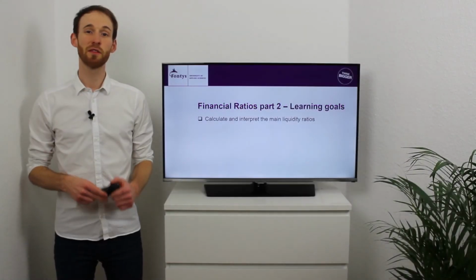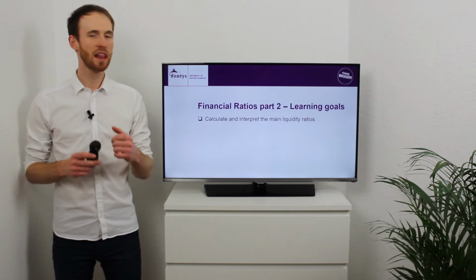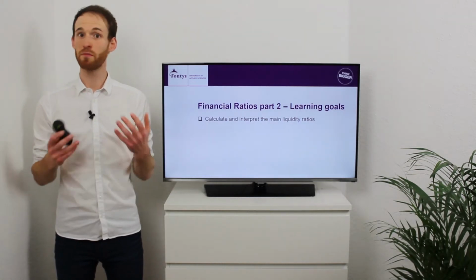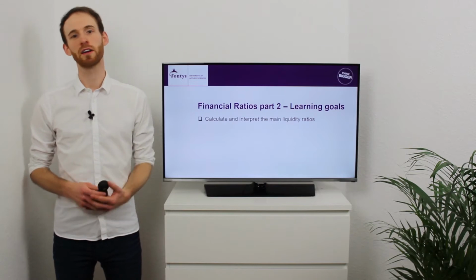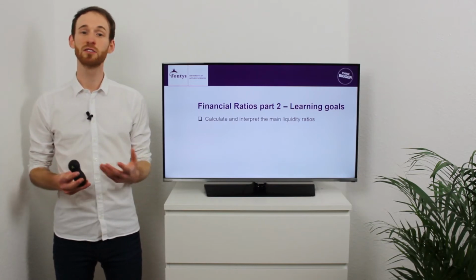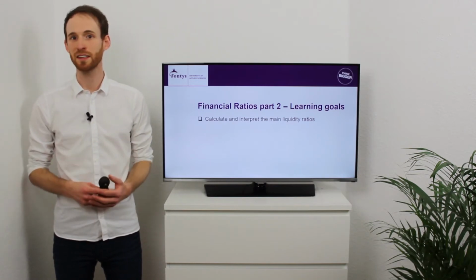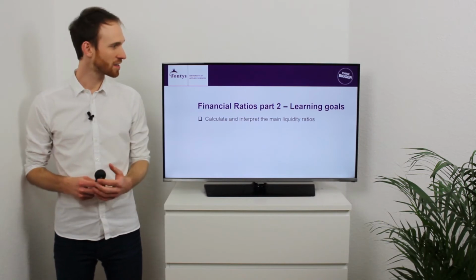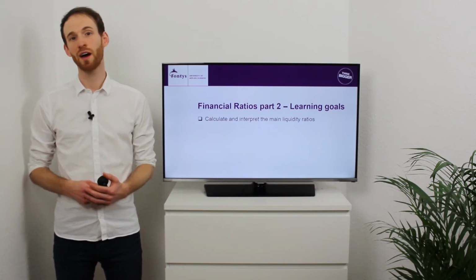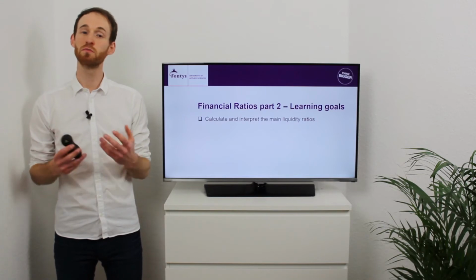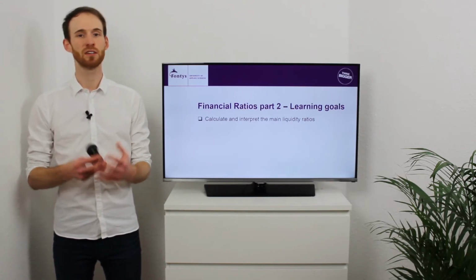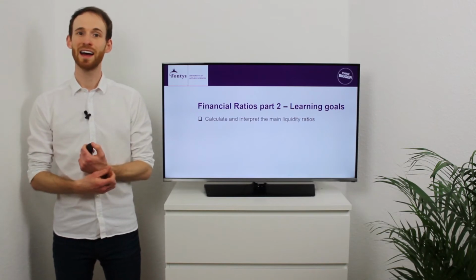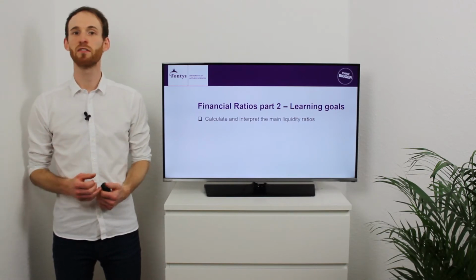So let's now get started with the first learning goal, which is about the main liquidity ratio. If you remember an earlier part of this course, we already talked about liquidity and what it means to be liquid and to have liquid assets. We said that liquidity is really related to being able, for example, to pay your bills, to pay your trade payables in time. And so that was the definition of liquidity.